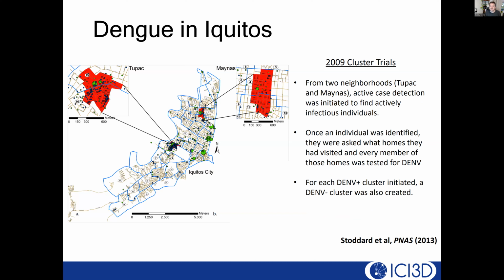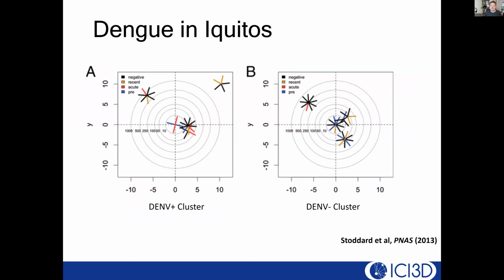Once an actively infectious individual was identified, an activity space survey was done, trying to understand what homes they visited, and then test every member of all of those homes. So it's kind of a snowball sampling to try to understand who else within their social community might also have been infected. To understand the differences between baseline or background transmission and those that are actively infected, for each cluster that was started with a person identified as having dengue, another control cluster was also created. So for example, here we've plotted 2 of these clusters.